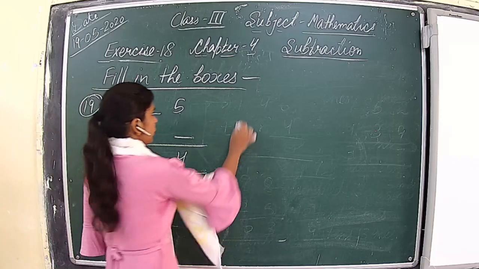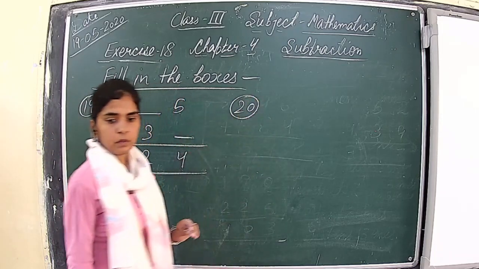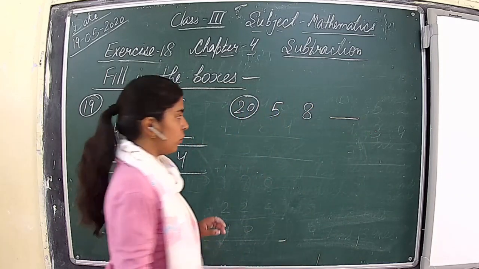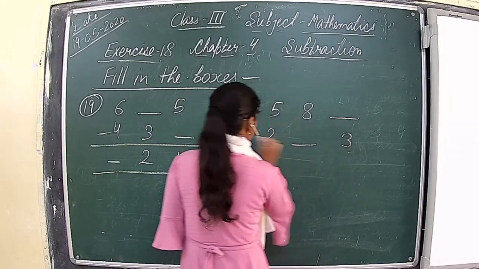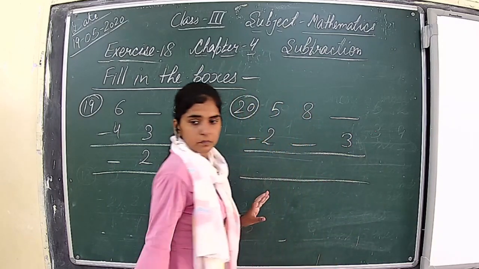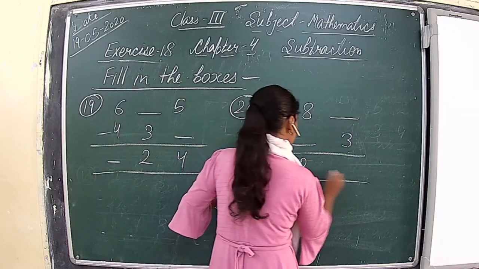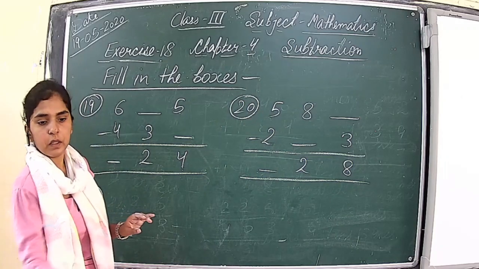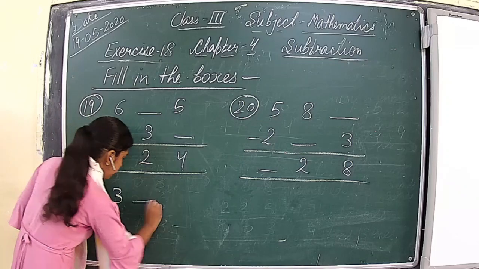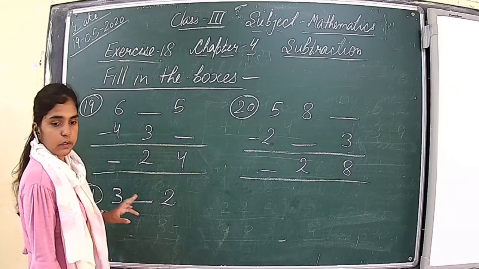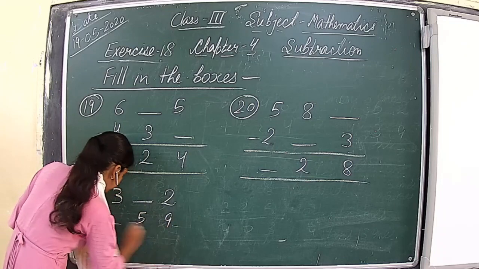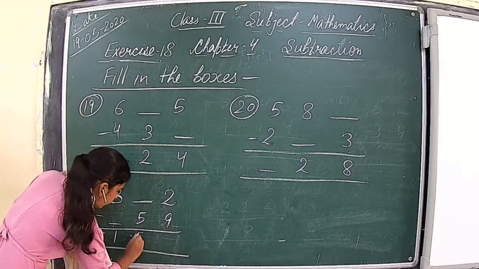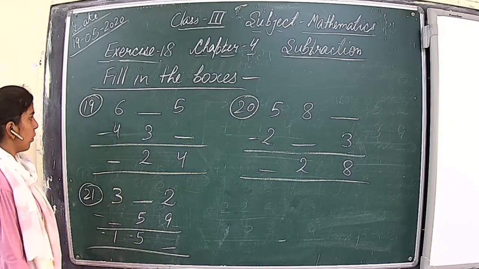Okay. Now question number 20. 5 8. Okay. Now 2 dash 3 minus dash 2 8. Now question number 21. Okay. 3 dash 2 dash 5 9 minus 1 5. Okay. So let's start.